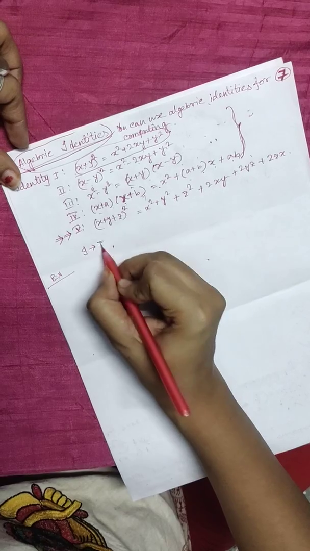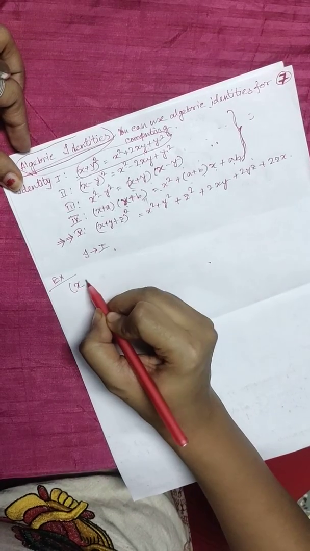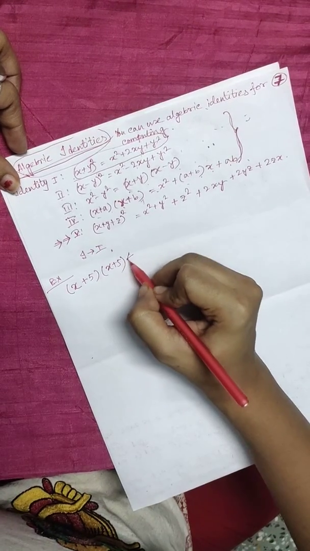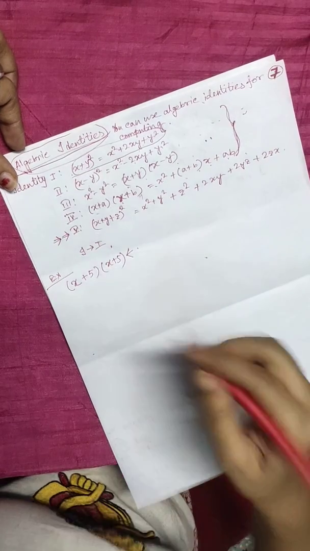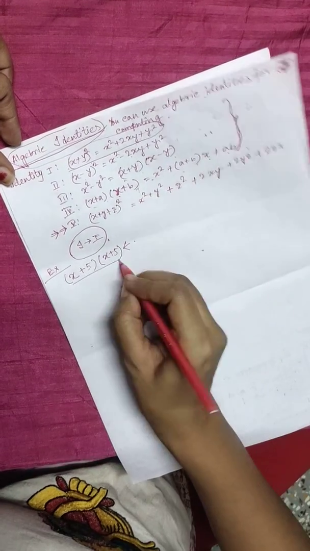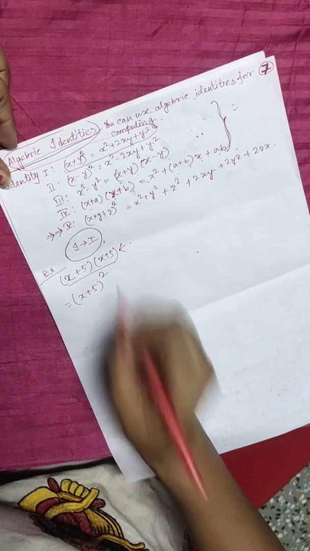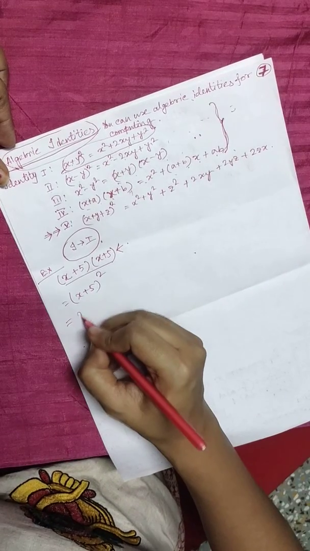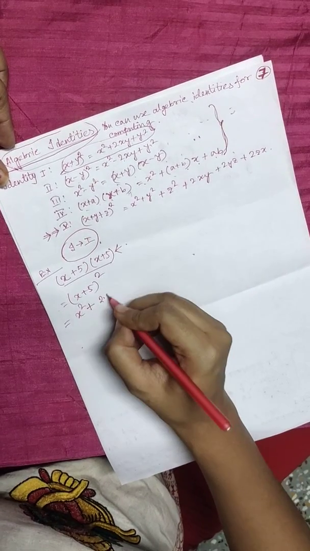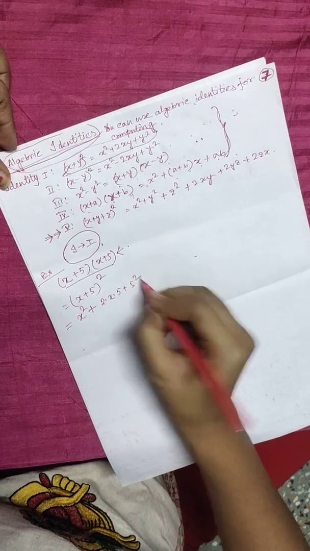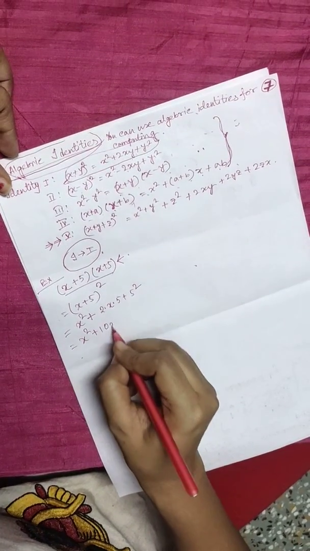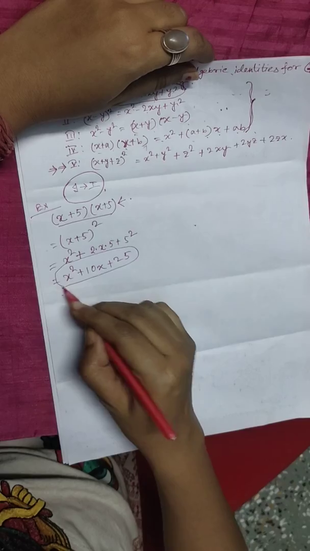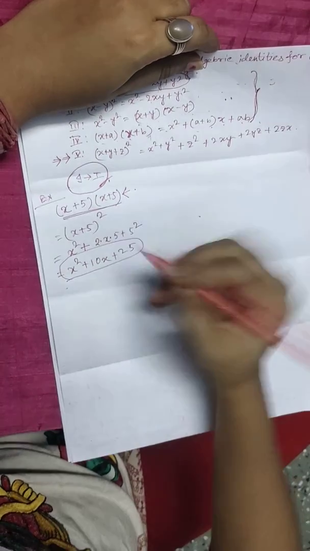For identity 1, if I give you this and ask you to compute it without multiplication, how will you do this by using identity 1? If I write it as (x plus 5) whole square, then from identity 1, putting y equal to 5, what we will get? x square plus 2 into x into 5 plus 5 square. It will give you x square plus 10x plus 25. So, in this way, you can use identity 1 to compute this without multiplication.